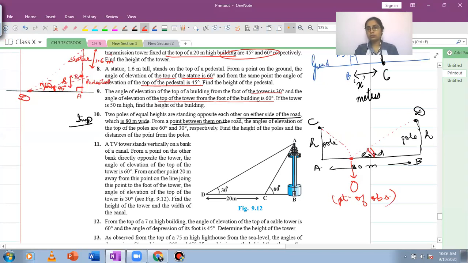You can also observe that this side has smaller inclination, so this will be 30 degrees. Over here we have a larger inclination, so this will be 60 degrees.